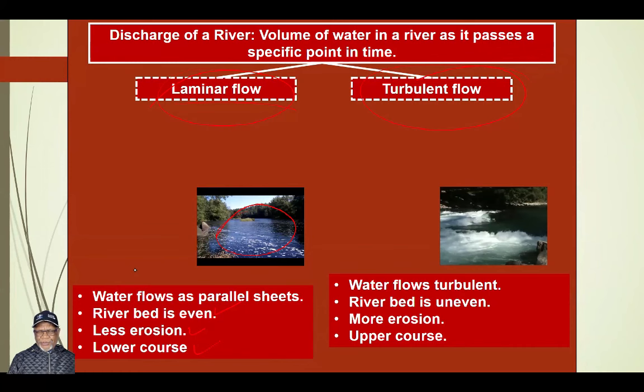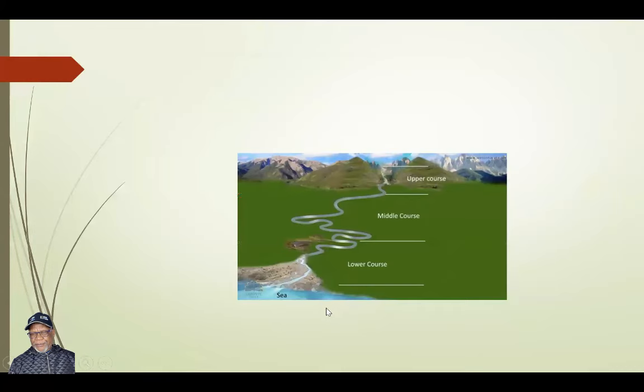And then here in turbulent flow, water flows in a turbulent way and the riverbed is uneven. What do we mean it's uneven? There are waterfalls, there are rapids there. There is more erosion, and this process is more likely to take place in the upper course. But here, there is more balance between erosion and deposition. Here, we have erosion as the dominant process.